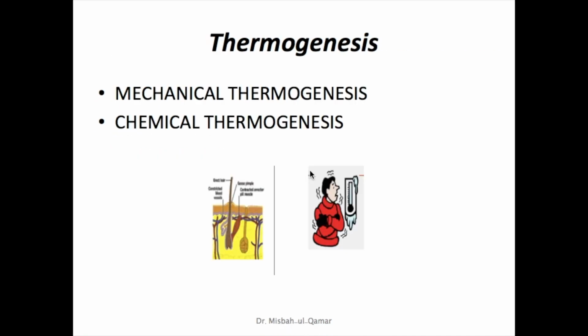Let me give you a little detail about thermogenesis, which could be mechanical as well as chemical. Mechanical thermogenesis mainly constitutes shivering, while the chemical thermogenesis could be short term or long term heat production. Short term chemical thermogenesis consists of sympathetic chemical excitation, while the long term heat production results from increased thyroxine production.